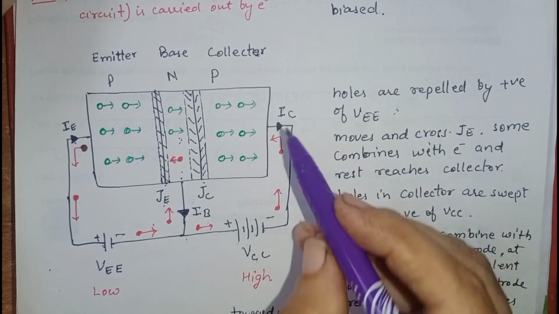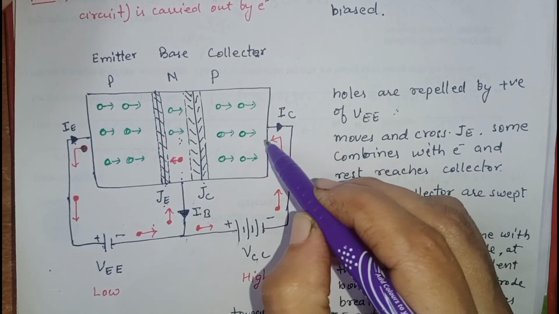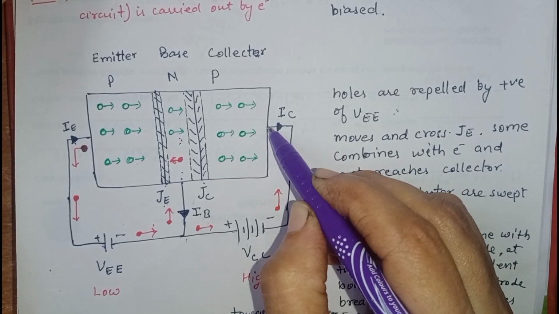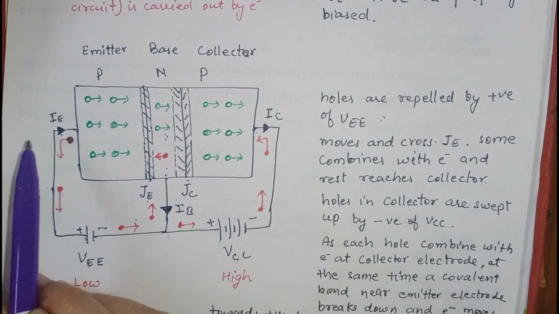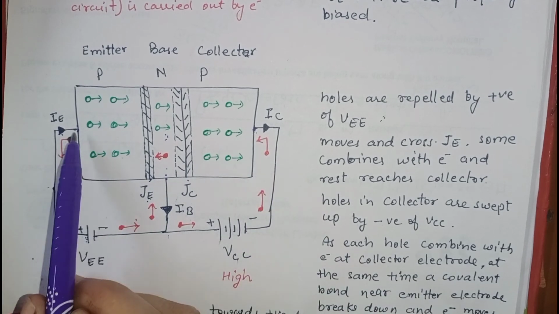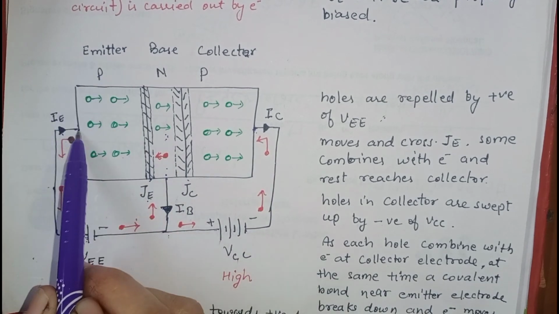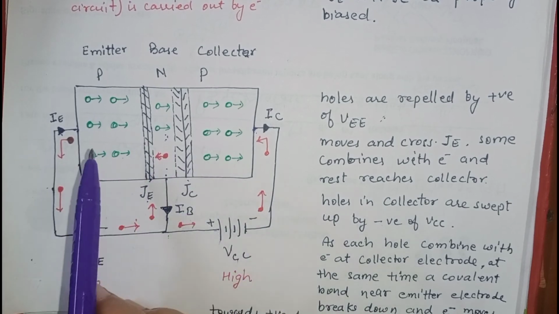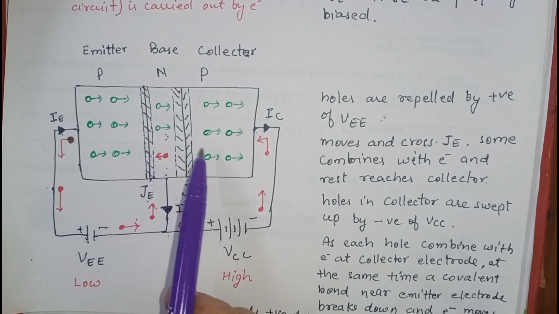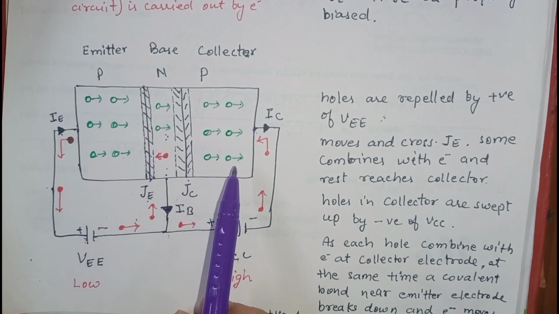So in the collector region, at the collector electrode, electron and hole combination takes place. For every recombination of holes and electrons at the collector electrode, a hole is replenished by the breakdown of a covalent bond at the emitter electrode, so the supply of holes keeps on going, the conduction of holes keeps on going in the circuit and the current flows.